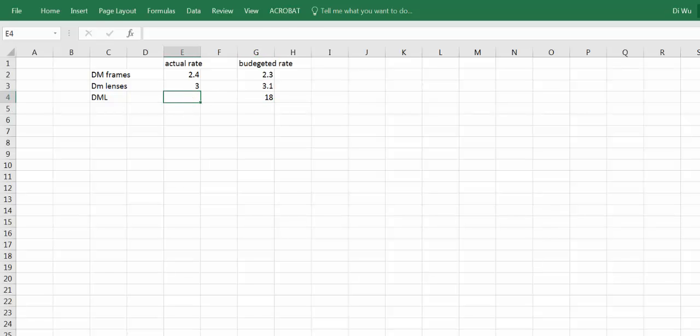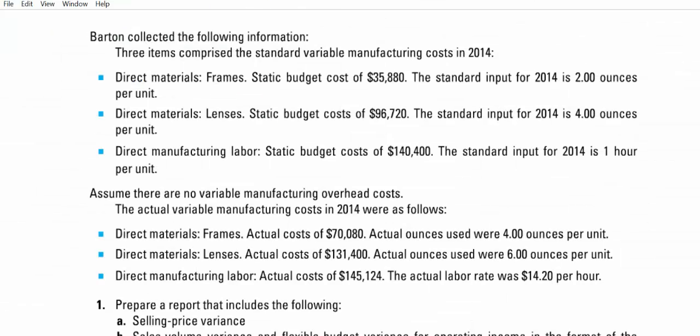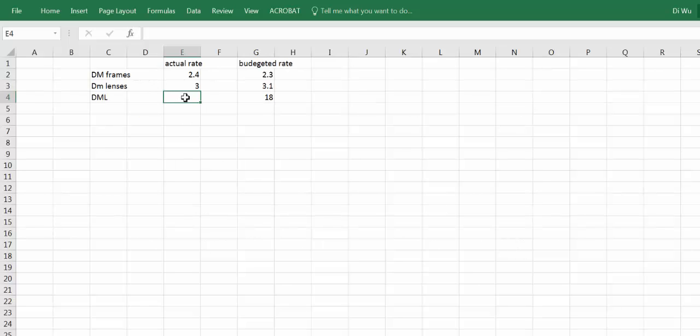And for this one, the actual rate is given, $14.20, so we don't have to calculate. However, we better find the inputs, the inputs per unit. And how to do that? This number is a bit tricky.